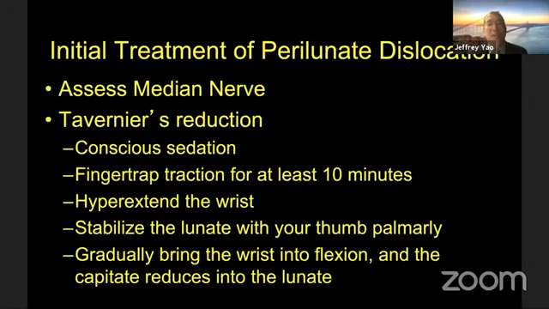For the initial treatment of these injuries, first, we need to assess the median nerve. The median nerve is often injured, contused with a neuropraxia. Then the reduction maneuver is adequate conscious sedation and traction to fatigue the muscles. We hyperextend the wrist, stabilize the lunate with the thumb, and then push and gradually bring the wrist into flexion, and the capitate should reduce back into the lunate.